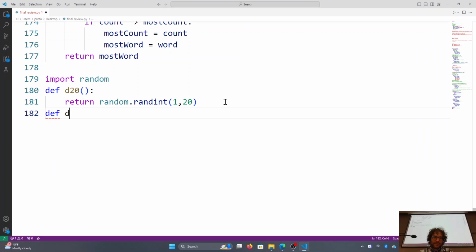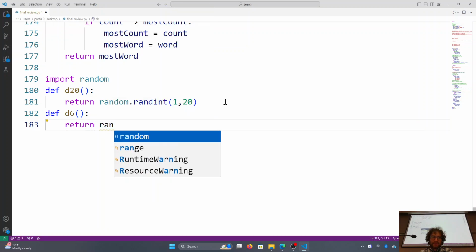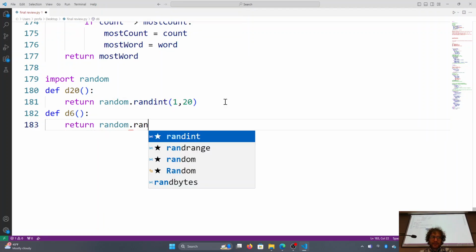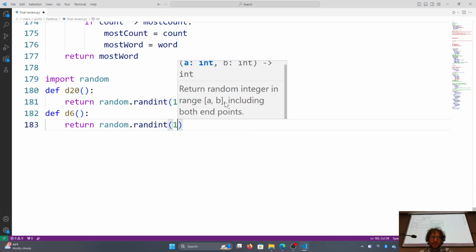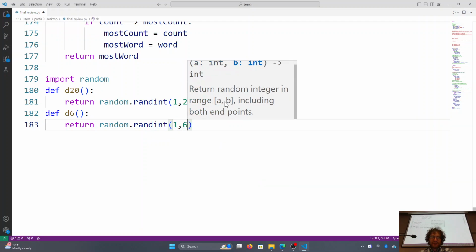Def d6. Return random.randint 1 to 6. Right?